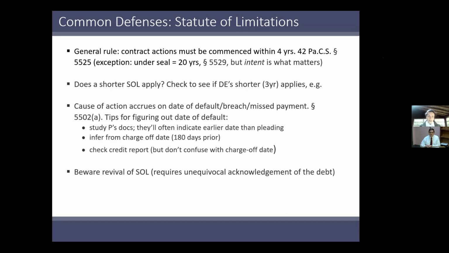Don't just go by what's alleged in the complaint or in the boilerplate few sentences that you get. The plaintiffs often will not include a default date, but if they do, it's often not reliable. One way to do it is if you have a charge-off statement, you can typically subtract 6 months from the date of the charge-off statement. That's because normally industry norms are for credit card companies to charge off a debt 6 months after default. You can also check the credit report, but be sure you're looking for the first date of delinquency rather than the charge-off date on the credit report.